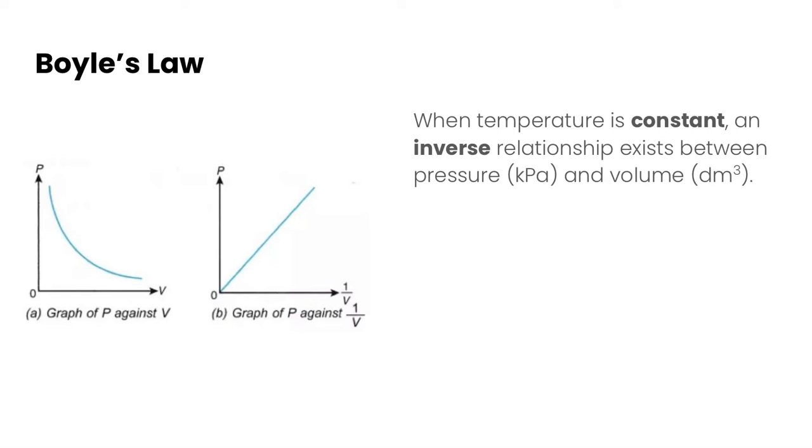In this video, we're going to take a look at Boyle's law. So what does Boyle's law say? Well, Boyle's law says that when temperature is held constant, there is an inverse relationship that exists between pressure and volume. And you notice we've got pressure in kPa and volume in decimeters cubed or liters. So what does this mean?